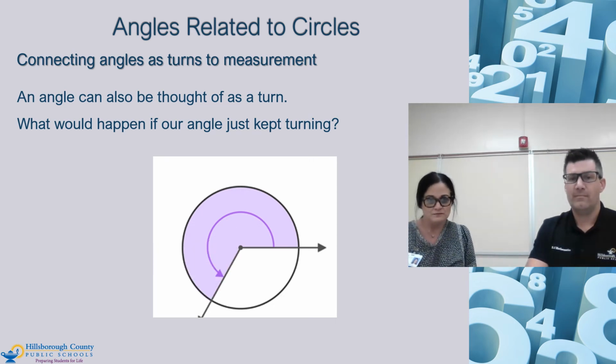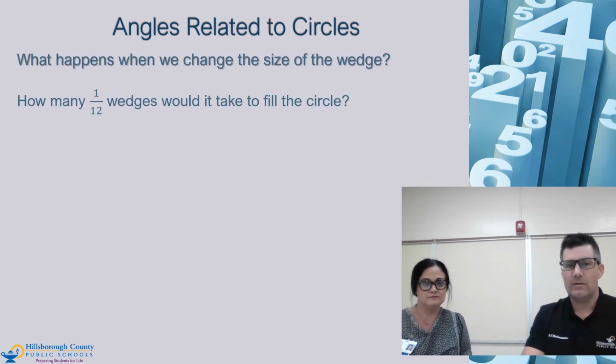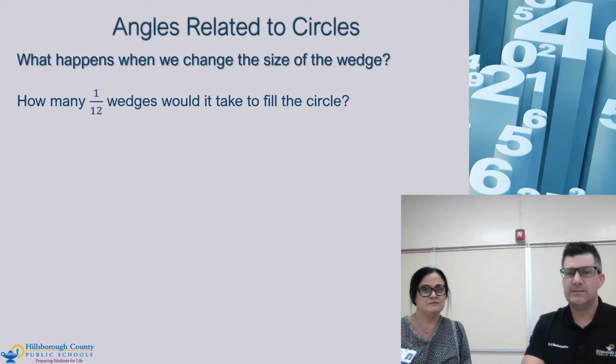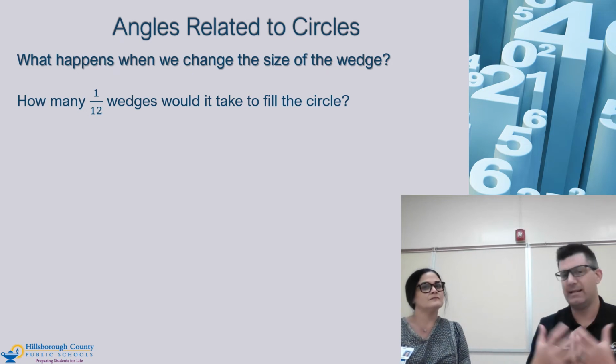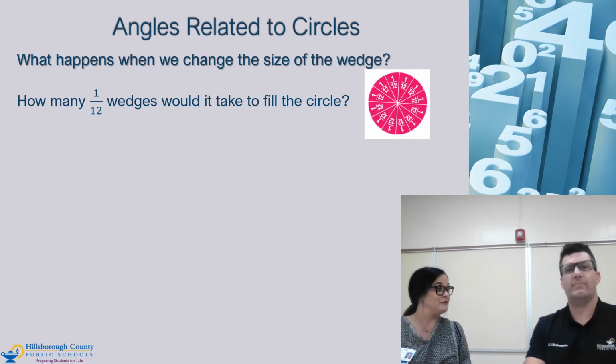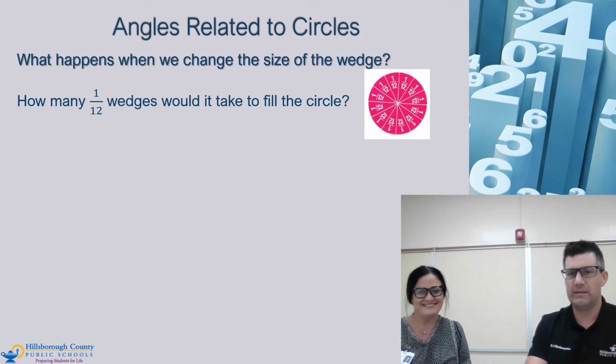Well, if we just so happen to be using as our wedges fraction circles that will fit into a circle, so we can make that nice connection. How many 1/12 wedges are going to fit into a whole circle? That would be 12 twelfths, right? That would be 12 of them.